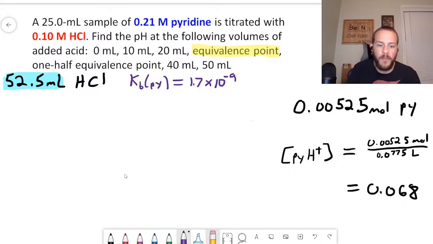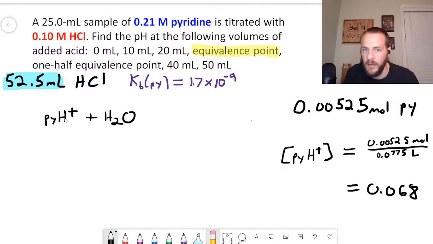Let's write it down. So again, we have our acid, PYH plus. It's going to react with water. Since this is an acid, it's going to donate a proton because that's what acids do. They donate protons, right? They like to give up their protons to water, right? The water is going to say, hey, thanks for that proton. I'm going to act as a base and accept that proton.